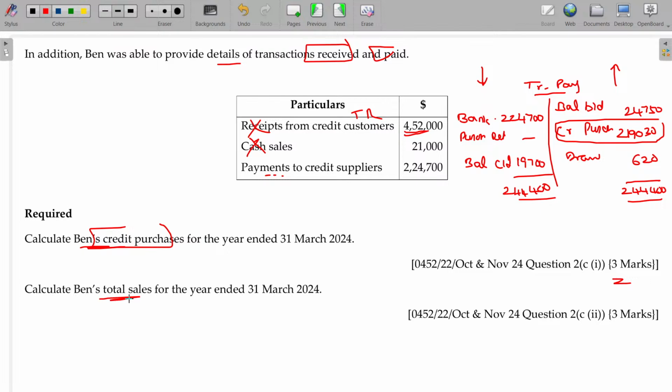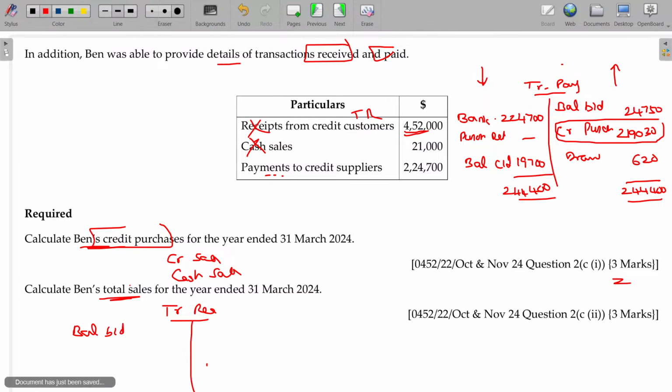Calculate Ben's total sales. In case of total sales, what you have to do? You have to find out trade receivables. By using the trade receivables, you will get the credit sales, but total sales means credit sales and the cash sales you have to add. Let me first find out the credit sales by preparing trade receivables. Trade receivables being an asset, balance brought down here, balance carried on here.